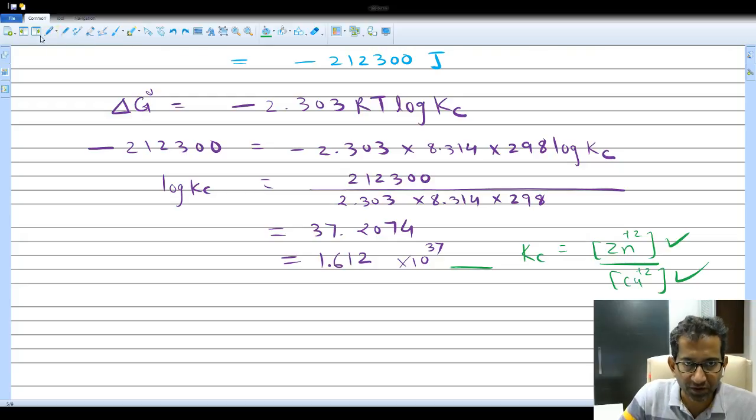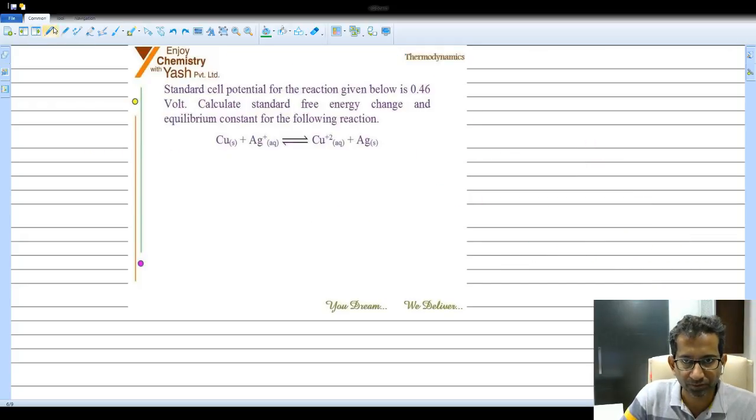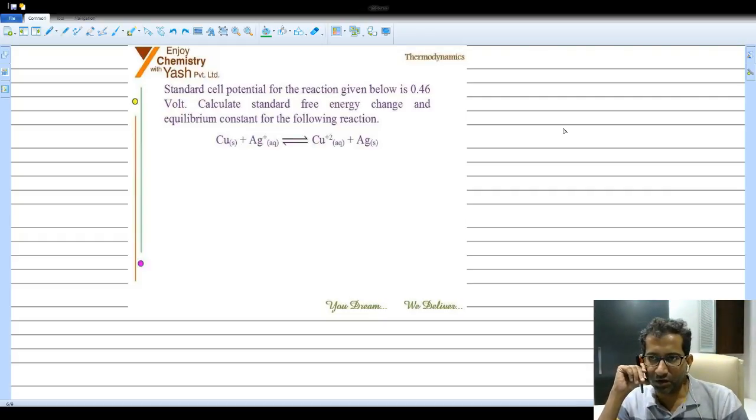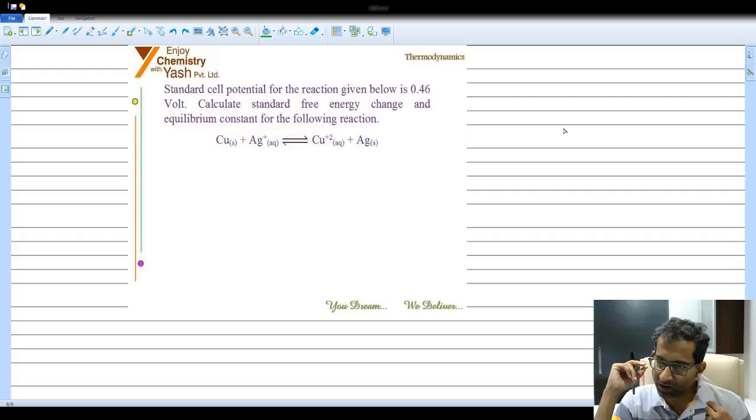Okay, next question. Note down the question. Standard cell potential for the reaction given below is 0.46 volt. Calculate standard free energy change and equilibrium constant for the reaction.